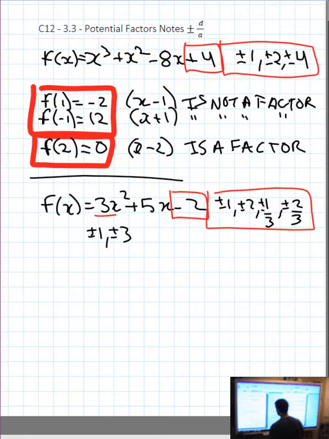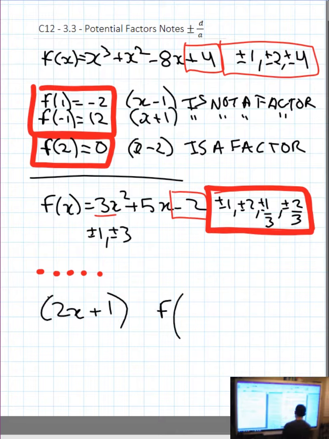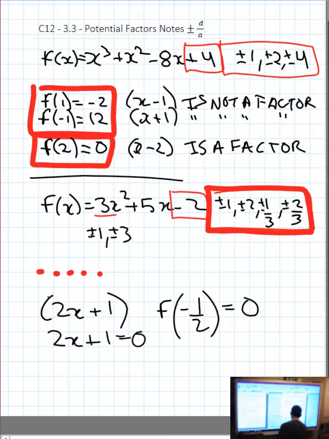I haven't in my notes. Sometimes it's not updated enough. I just wanted to include that. Sometimes that's a multiple choice question, or you may get some factor like 2x plus 1 if f of negative a half is equal to 0, by setting the factor equal to 0 and solving, x equals negative 1/2.